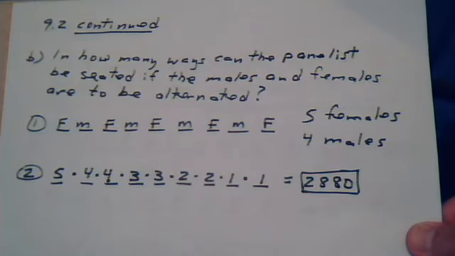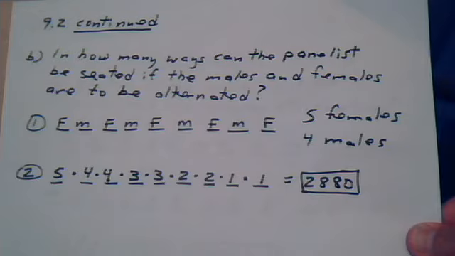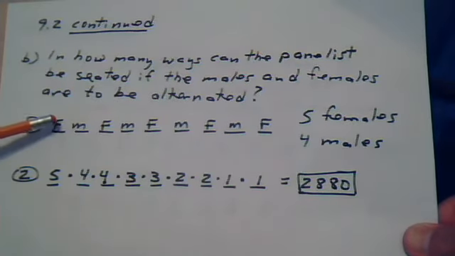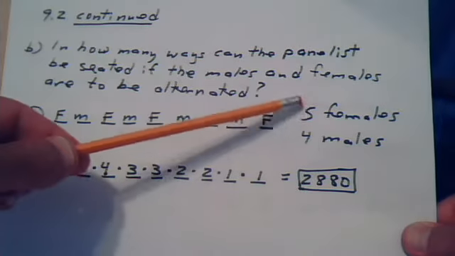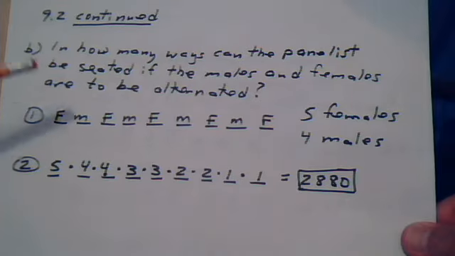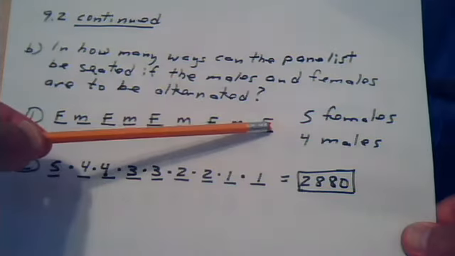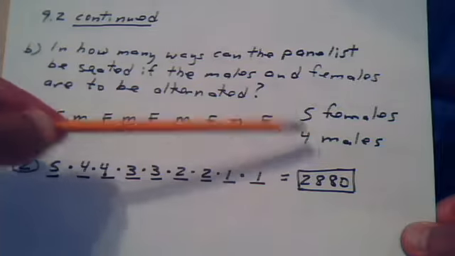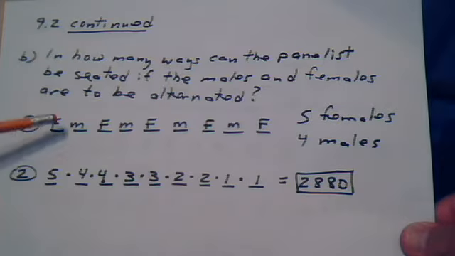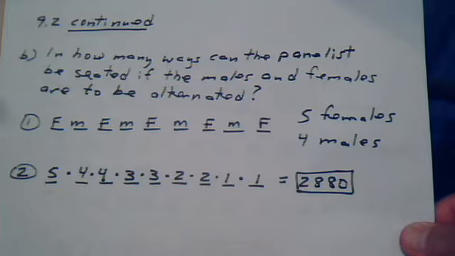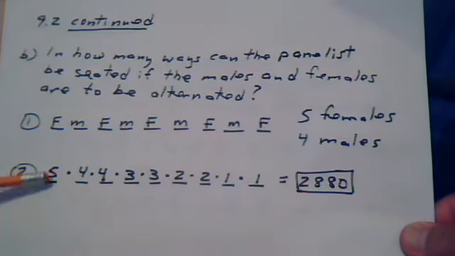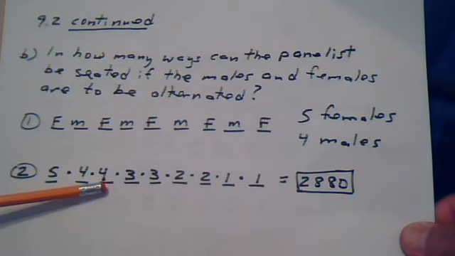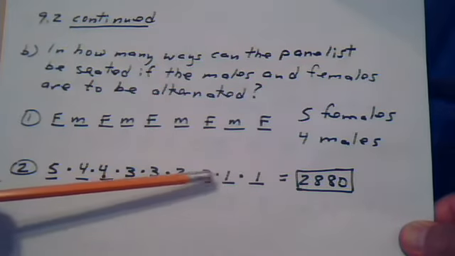B, in how many ways can the panelists be seated if the males and females are to be alternated? So notice alternated means that female, male, female, male, they alternate. There are 5 females and 4 males. So there should be 1, 2, 3, 4, 5 females, 1, 2, 3, 4 males. Concentrate only on the females first. For this female, there's 5 that we could choose to assign this chair to. The next female chair, there's only 4 females to assign this chair to. Go to the next female, there's only 3, and down the line.